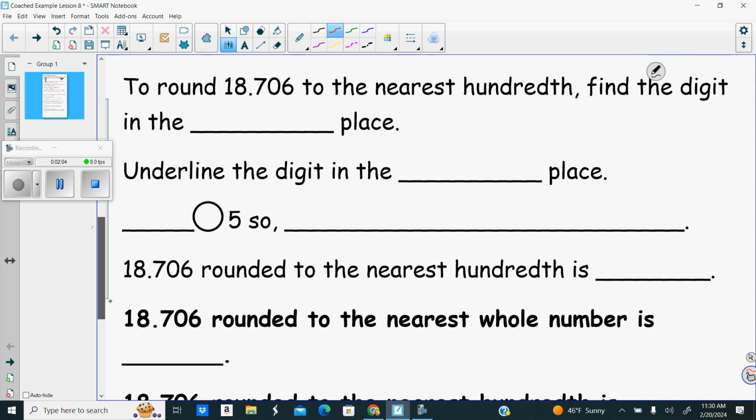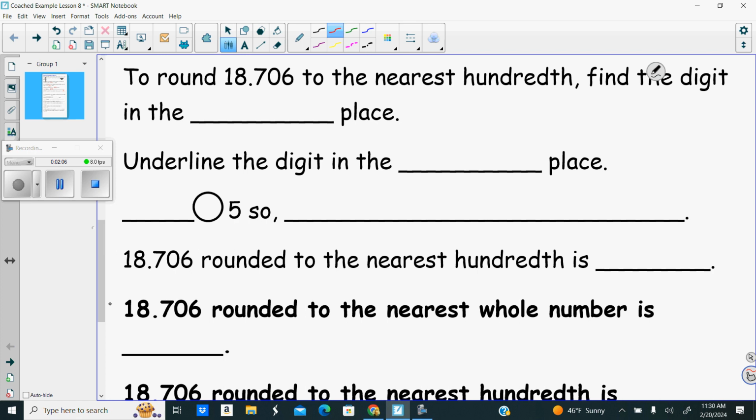Now, to round that same number to the nearest hundredth, we first have to find the digit that's in the hundredths place. The digit in the hundredths place is this 0 right here. We're going to underline the digit in the place to its right. That's going to be the thousandths place this time. Underline that. And we're going to compare that digit to 5. Well, the 6 is greater than 5.